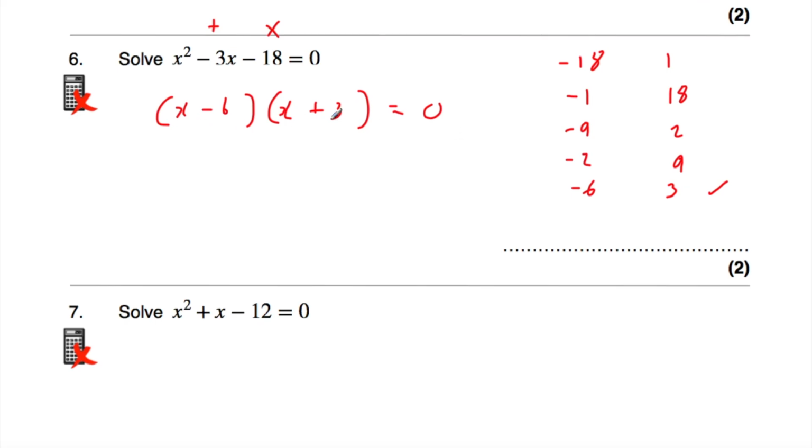Okay, now we've found what the brackets are, we want to find when each of them will be equal to 0. So in terms of this first bracket, we've got x minus 6. Well, what number take away 6 is equal to 0? That's going to be 6. x is equal to 6. Okay, and then if we have a look at our next bracket, to make this bracket equal to 0, x would be negative 3. x would be equal to negative 3. So there are two solutions: x equals 6 or x equals negative 3.